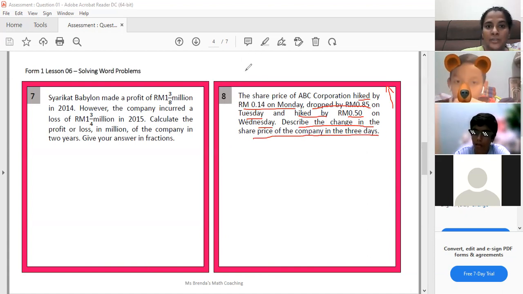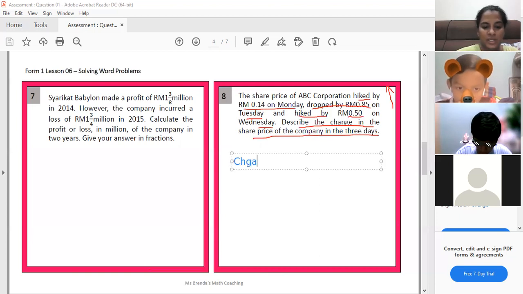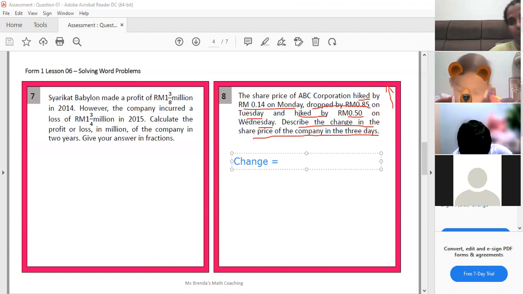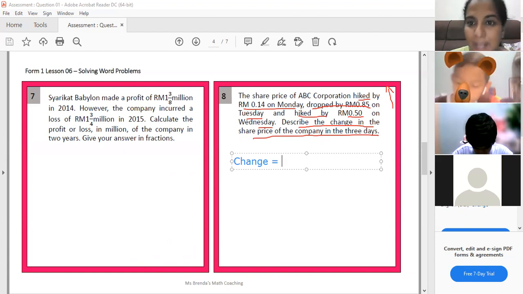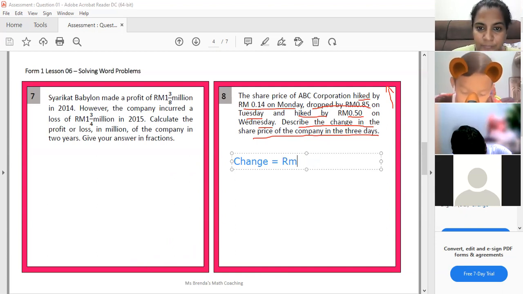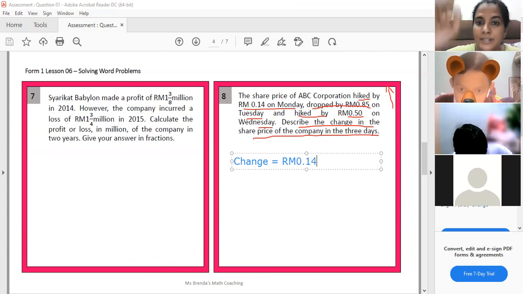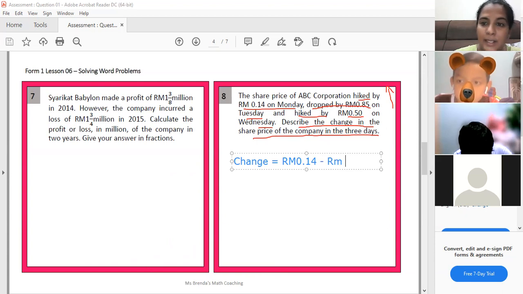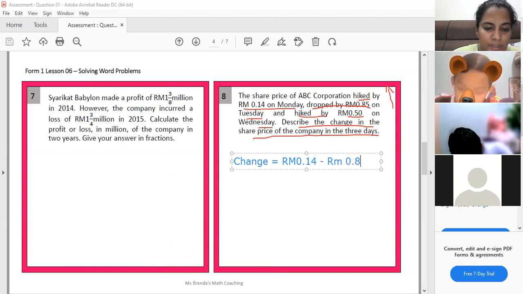All you need to do now is start it with the word change, because that's what they asked. What is the change looking like? So where do we start? We start with Monday and it's at 14 cents. So you write RM 0.14. Okay, that's positive. Hiked 0.14, positive. And then dropped. Dropped means minus. So minus 85 cents, RM 0.85.